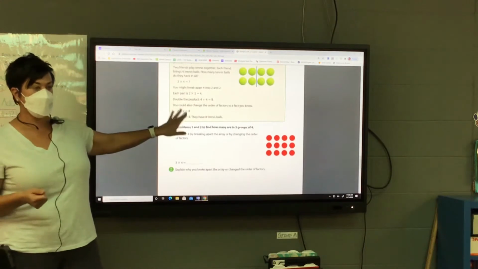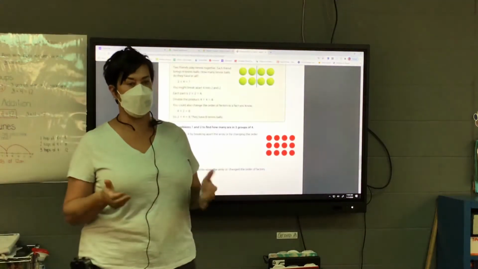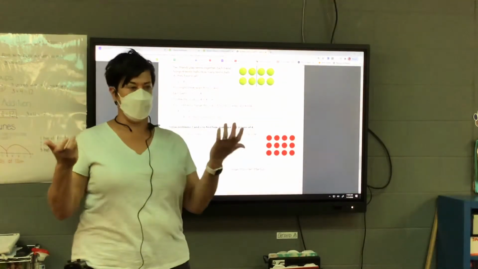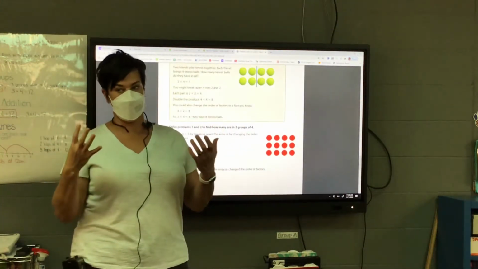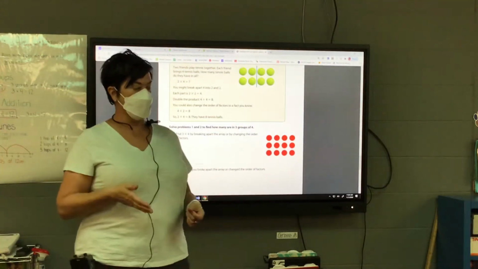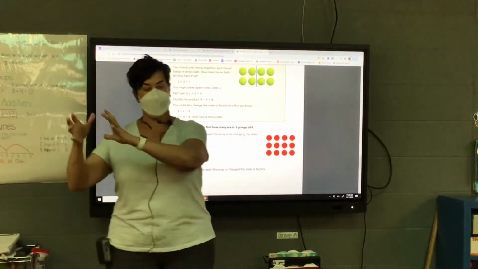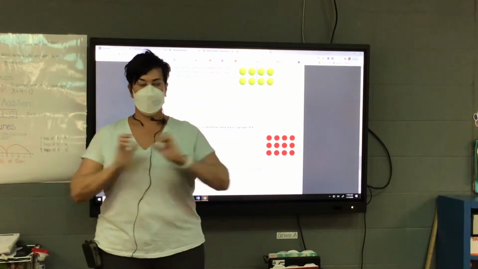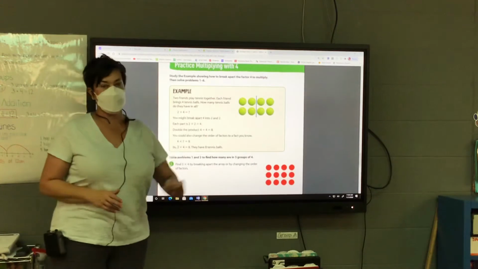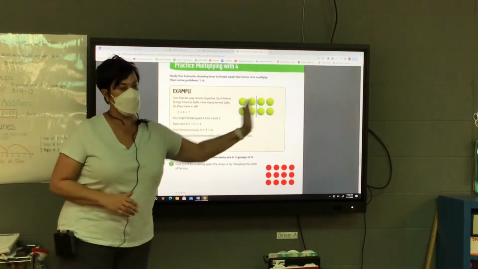So study the example showing how to break apart the factor 4 to multiply, then solve problems 1 through 6. So we've talked about breaking it apart. What's the easiest way to break 4 apart? Into how many and how many? But then we still have to have 4, right? What's halfway between 4? How many would we have on this side? 2. What about over here? 2. Okay, so let's look at that. Did they break 4 apart into these 2 and those 2?